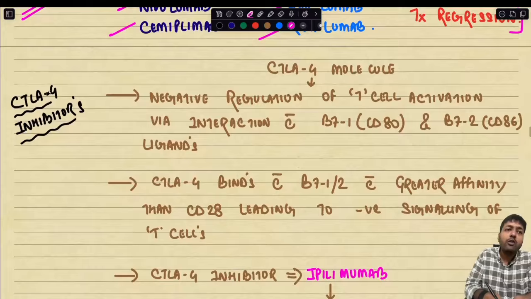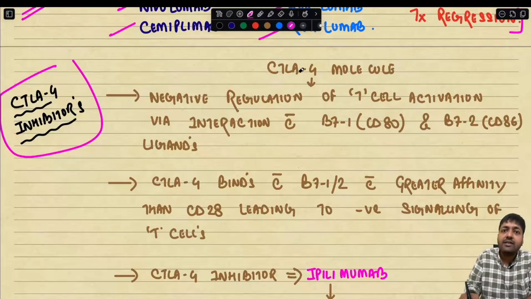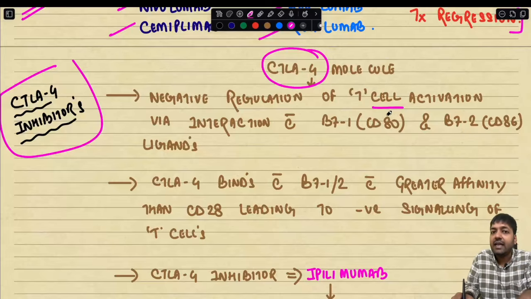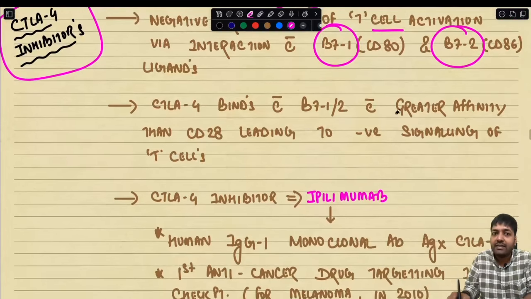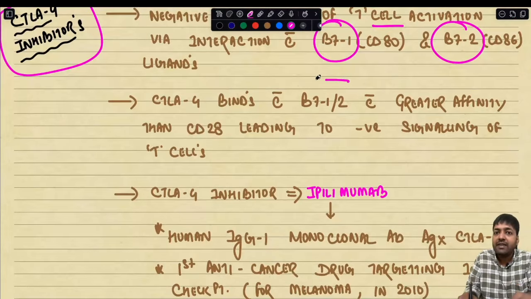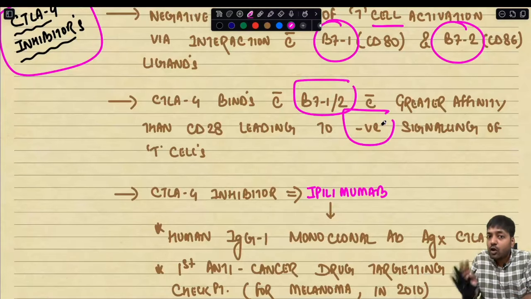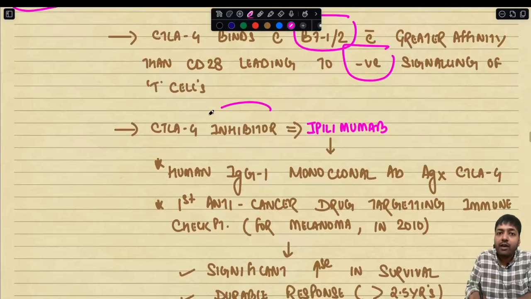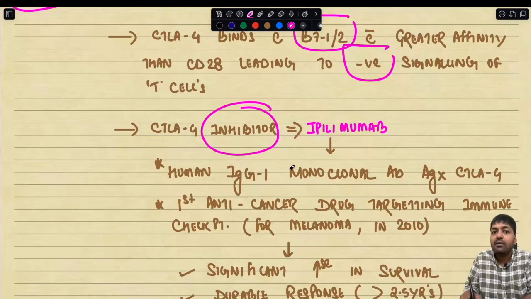So first we are going to read about the CTLA4 inhibitors. First you have to understand that the CTLA4 molecule causes negative regulation of T cell activation via interaction with the B7-1 and B7-2 ligands. CTLA4 binds to B7-1 and B7-2 with greater affinity than CD28, leading to negative signaling of the T cells normally. CTLA4 inhibitors like ipilimumab are human IgG1 monoclonal antibodies directed against CTLA4.